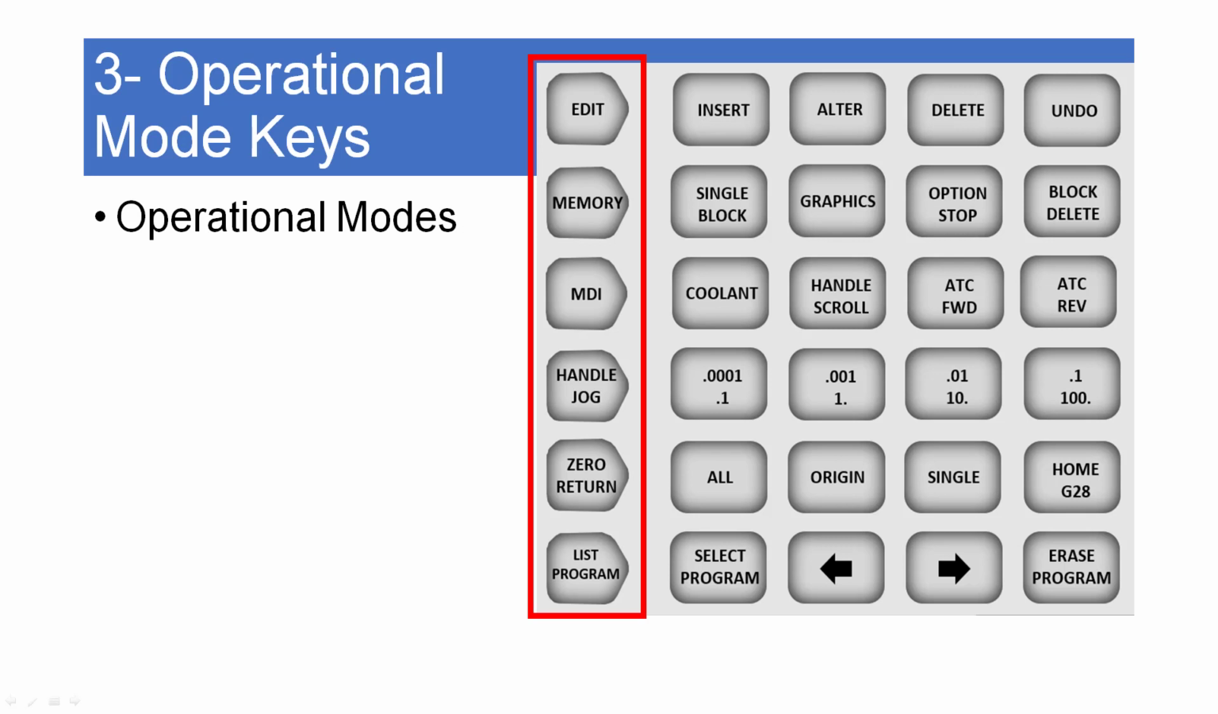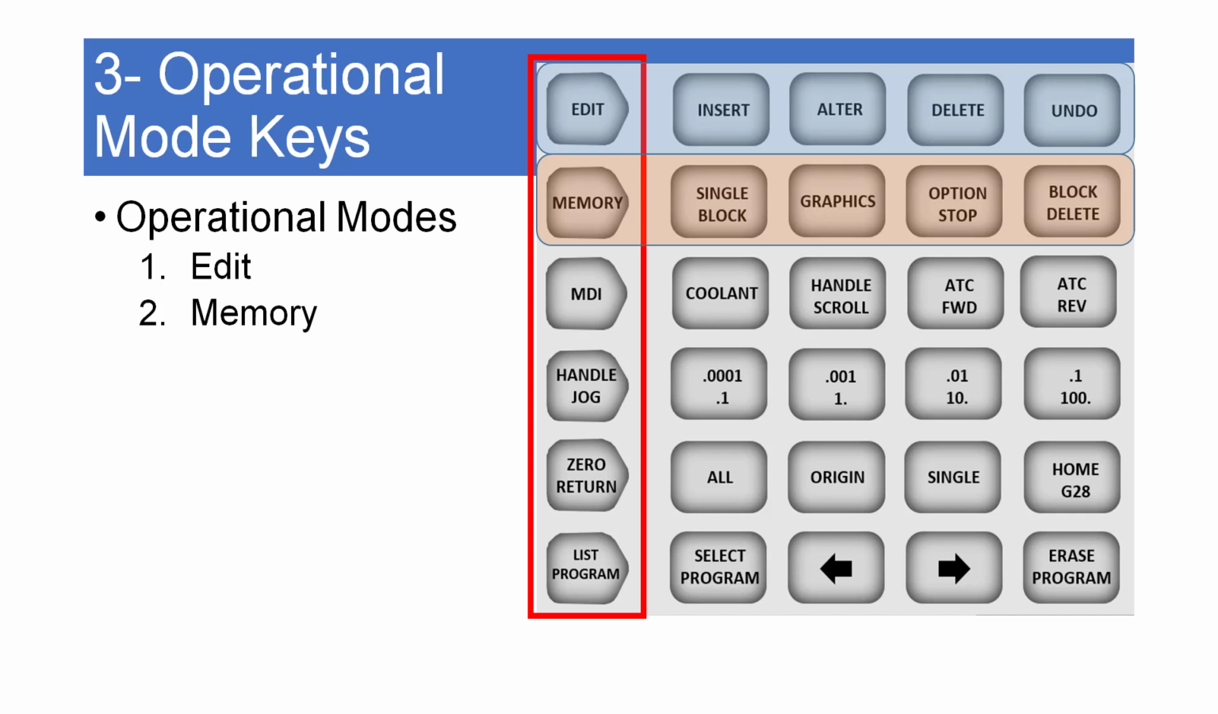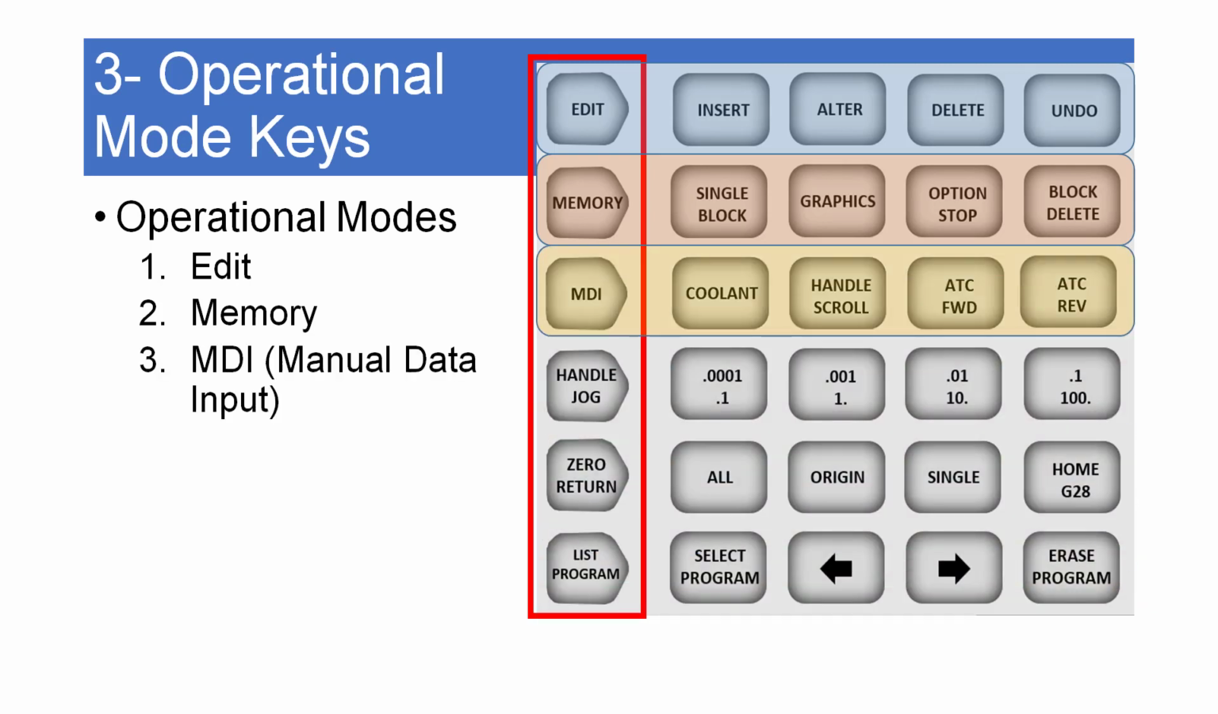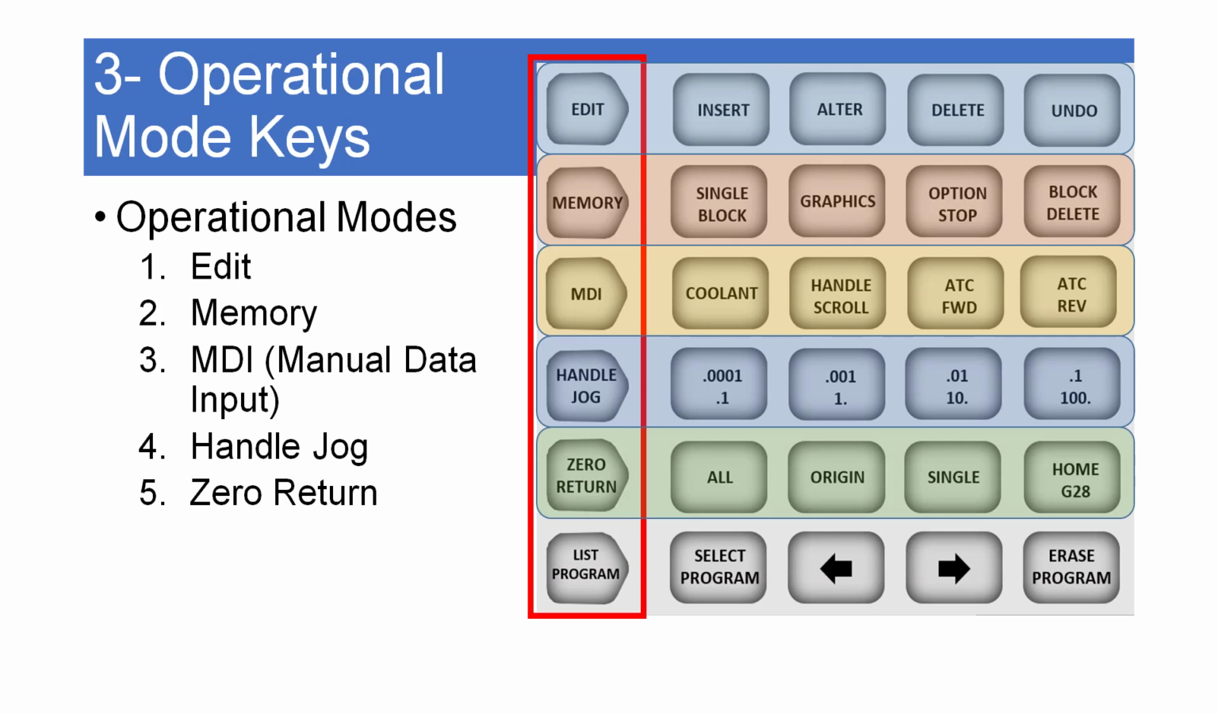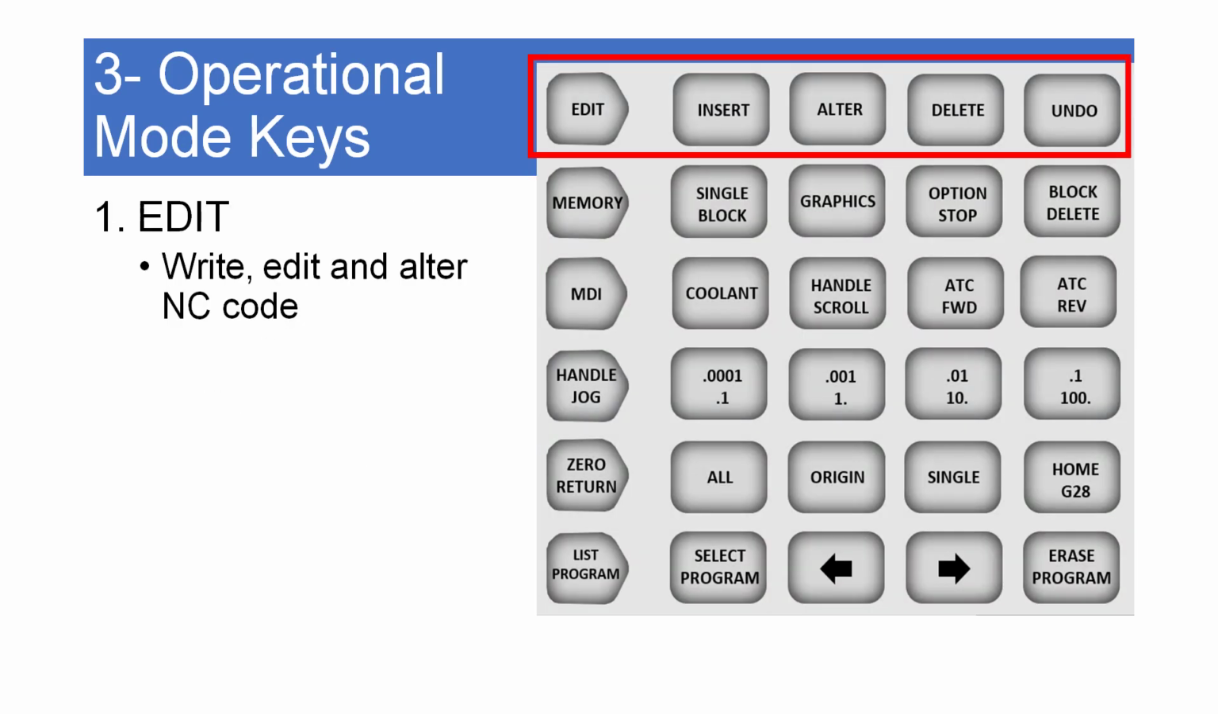To help make the grouping obvious, this presentation will use a color code with each group. The 6 groups from top to bottom are Edit in the top row, Memory, MDI, which stands for Manual Data Input, Handle Jog, Zero Return, and List Program mode. Now let's discuss each of these 6 modes in detail, then we'll look at the keys that modify the modes.